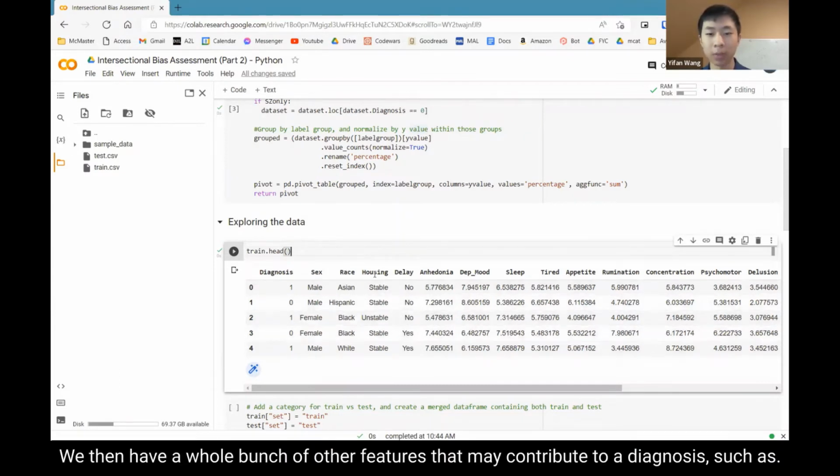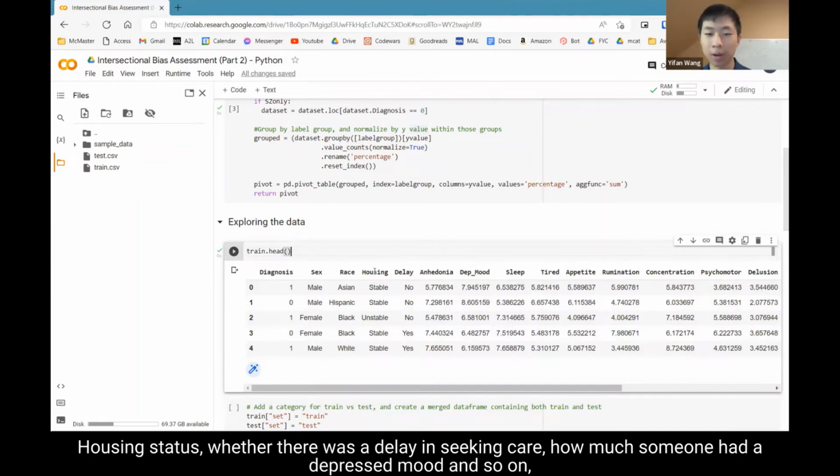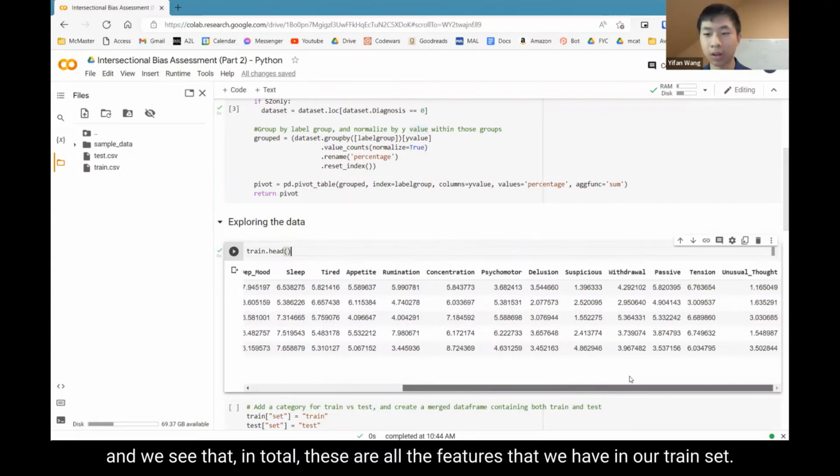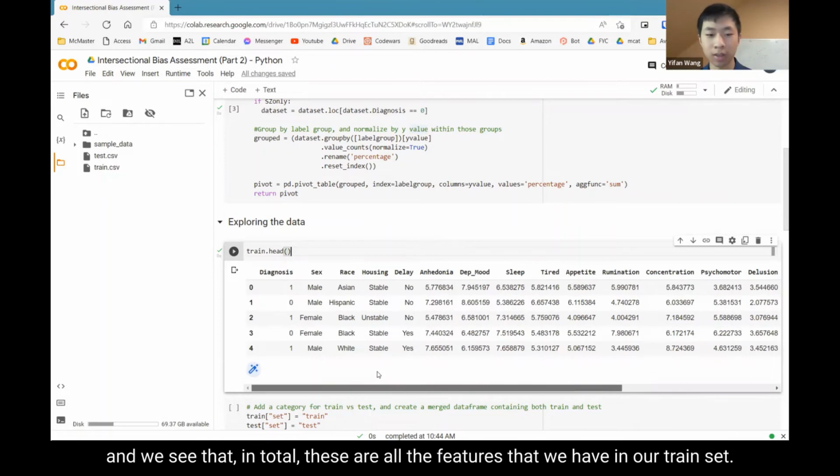We then have a whole bunch of other features that may contribute to a diagnosis, such as housing status, whether there was a delay in seeking care, how much someone had a depressed mood, and so on. And we see that in total, these are all the features that we have in our train set.